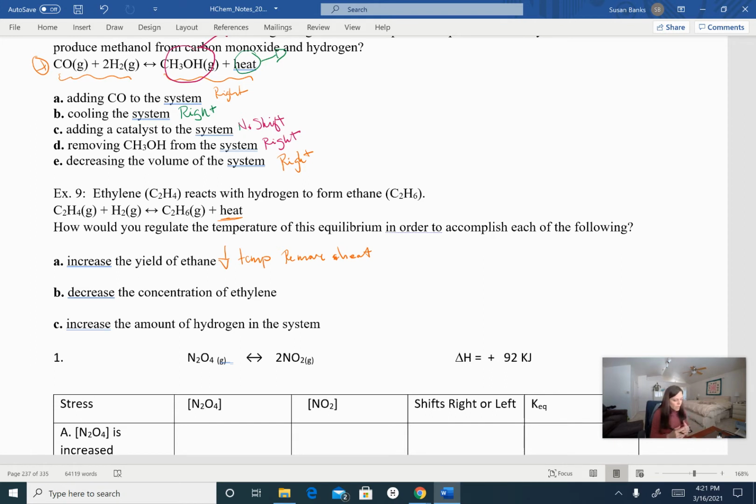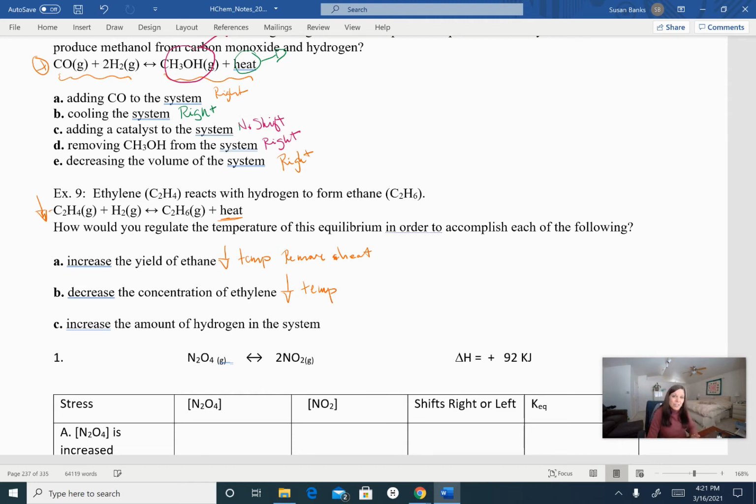Okay. How about decrease the concentration of ethylene? Okay, so I want to take the ethylene and I want to decrease the concentration. So that means I want to shift right? If I want to decrease the concentration of ethylene, I'm going to remove the heat so that it will shift right. So I am going to decrease that temperature or remove the heat. Okay?